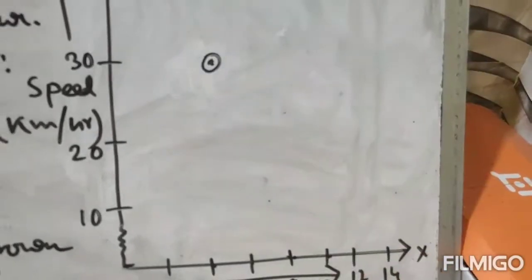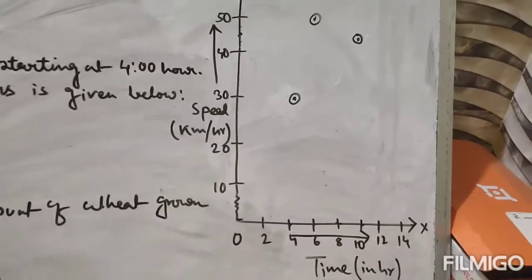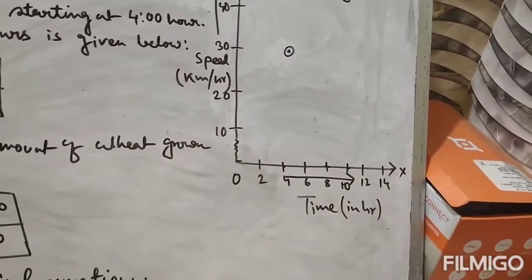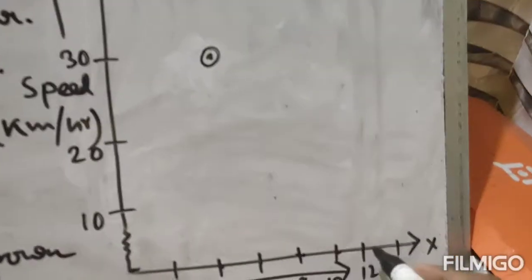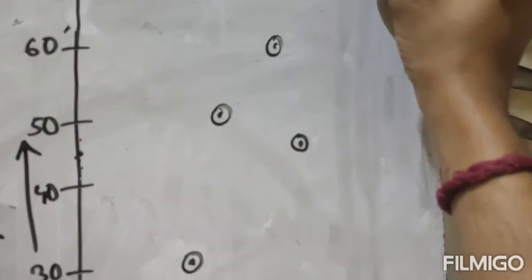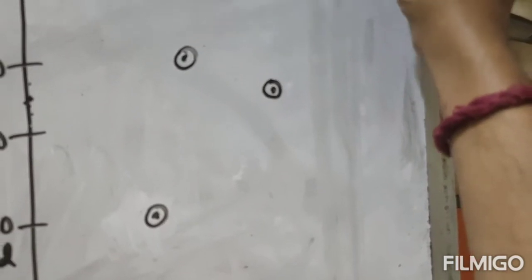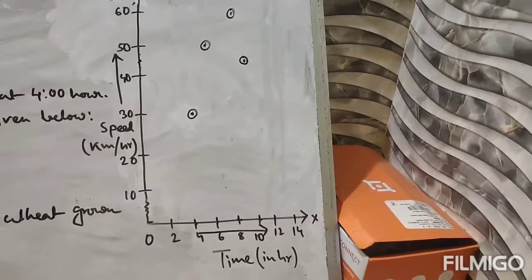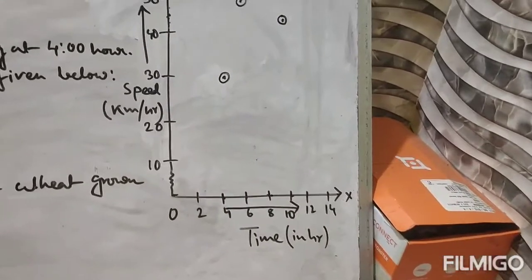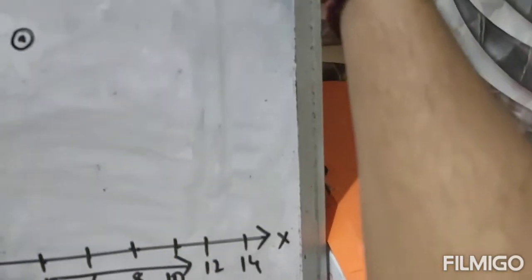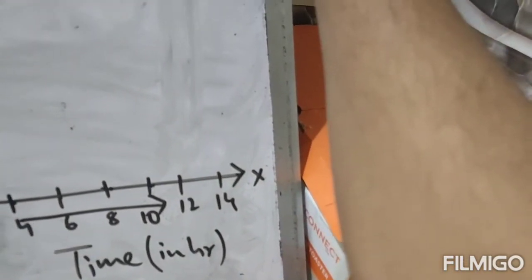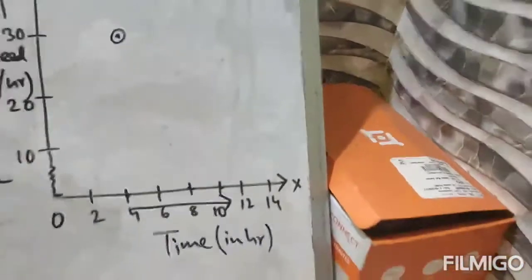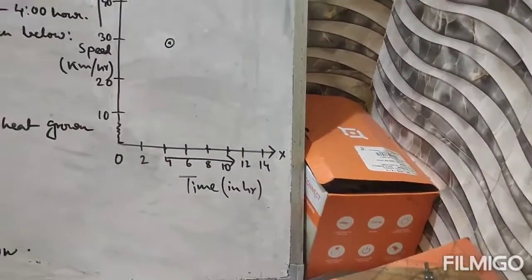In 10 hours its speed is 45 km per hour, and in 12 hours its speed is 80 km per hour. So 12 is here and 80 is here, so its plot will be here. In 14 hours its speed is 70 km per hour. So 70 means here and 14 is here, so just plot the point, it would be here.